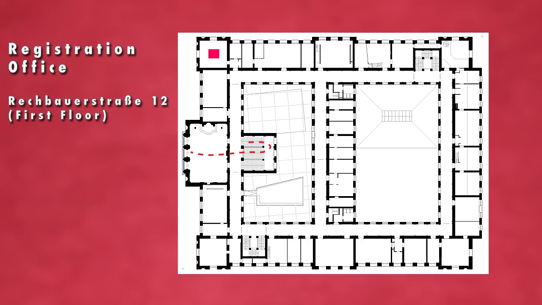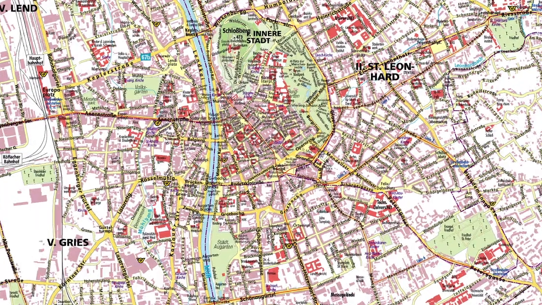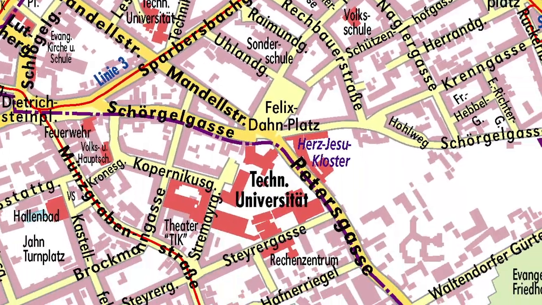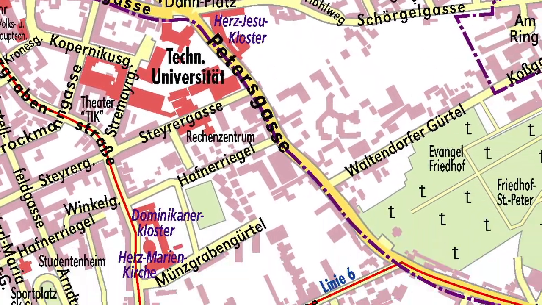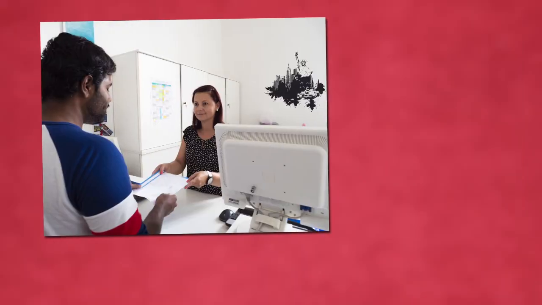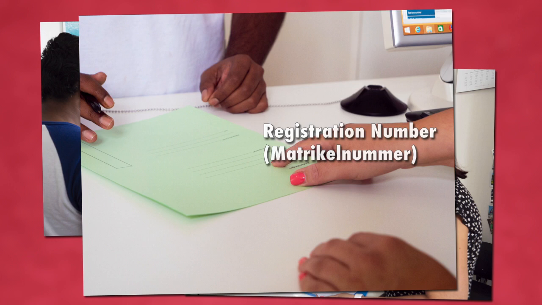The registrar's office is located in the main building of Graz University of Technology, also called Old Campus, in Rechtbauerstraße 12. The other campus sites are called New Campus and Campus Infeld. The staff of the registrar's office formally check all submitted data. If everything is in order, a file is created for Michael. At this point, Michael receives his registration number, Matrikelnummer.